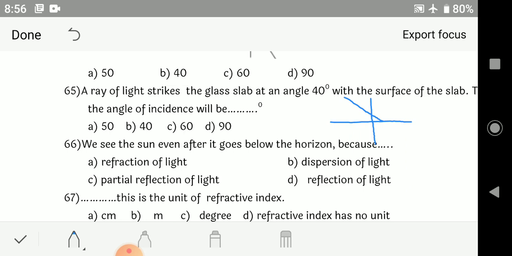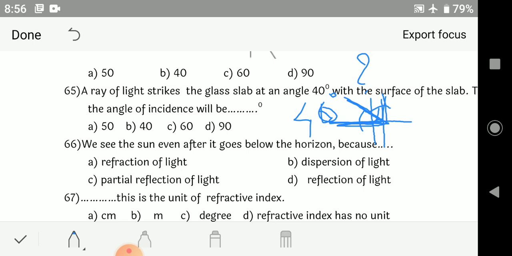Okay, just take this normal here. Now you see this is making an angle of 90 degree here, correct? And this is the surface of the glass slab, and this is an angle it is making. So this angle they have told it is 40 degree. Okay, so they have asked what is this angle.